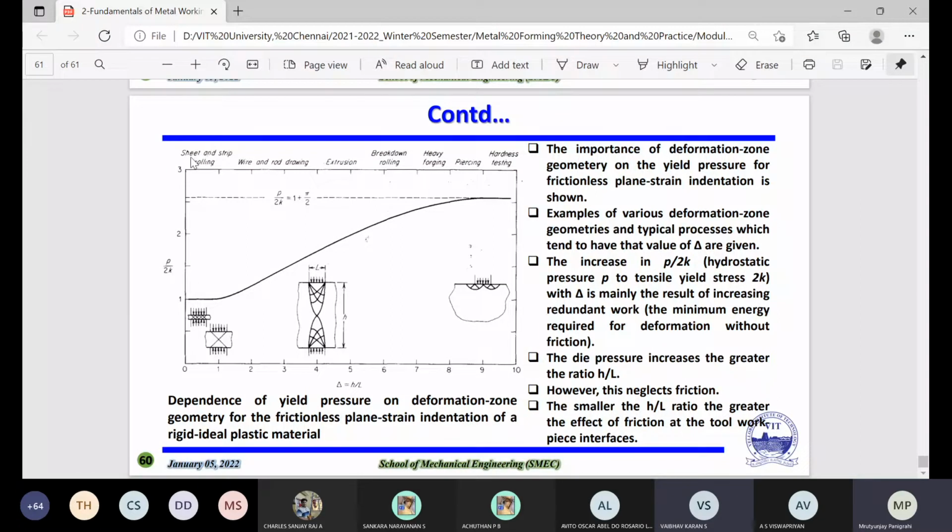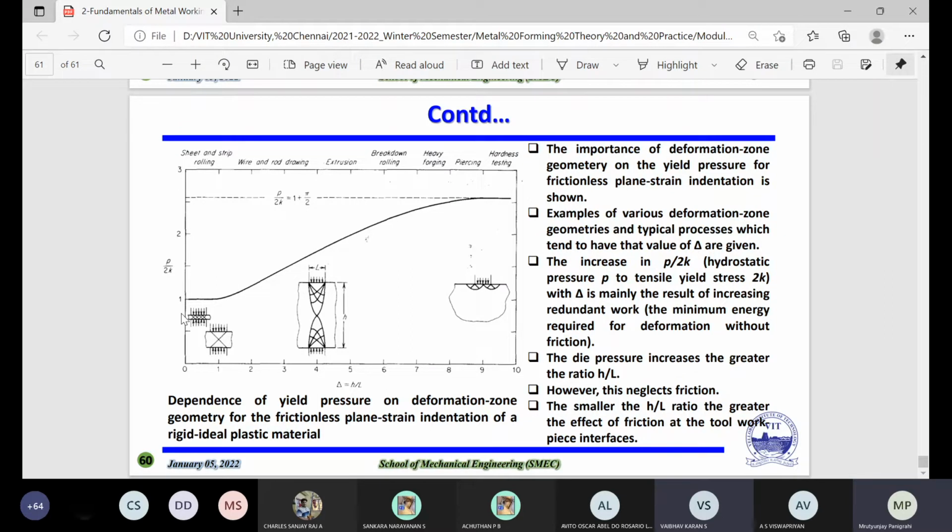So you can see all the processes here: sheet and strip rolling, wire and rod drawing, extrusion, breakdown, heavy forging, hardness testing, and so on. Here I mentioned the increase in P by 2K, where P is the hydrostatic pressure and 2K is the tensile yield stress, with delta mainly the result of increasing reduction of the work. So in which technique, for example, how is it actually changing?